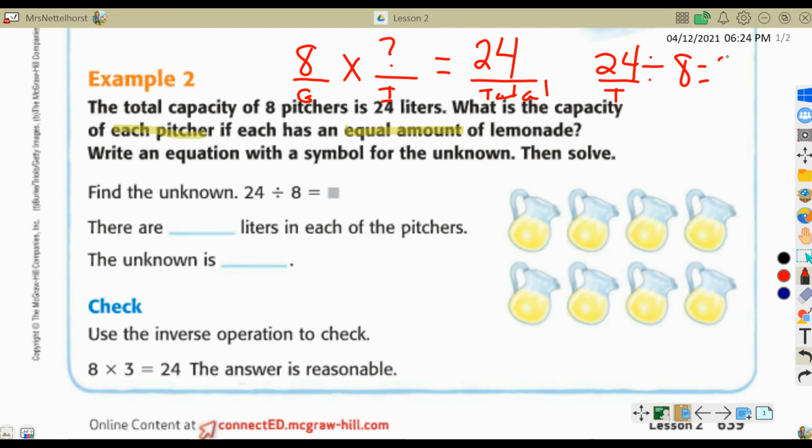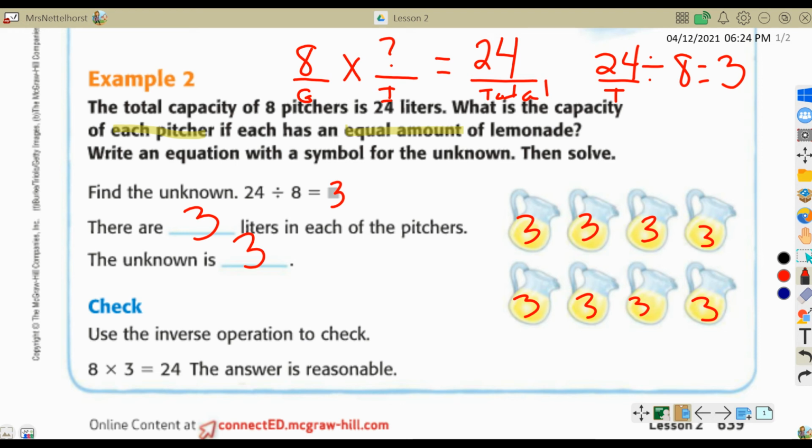24 divided by 8 is 3. So find the unknown. 24 divided by 8 equals 3. There are 3 liters in each of the pitchers. The unknown is 3. And I can count it up to make sure that I'm right. If I put 3 over each of these, I can count by threes. 3, 6, 9, 12, 15, 18, 21, 24.